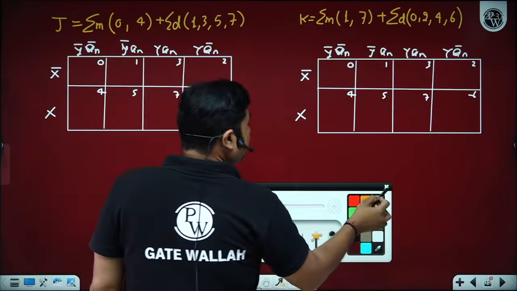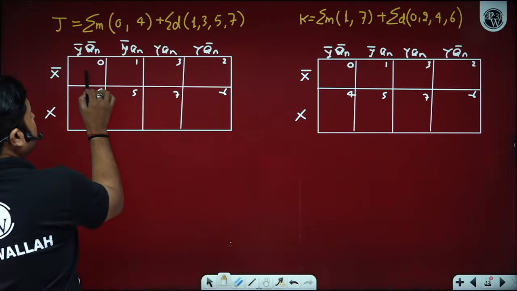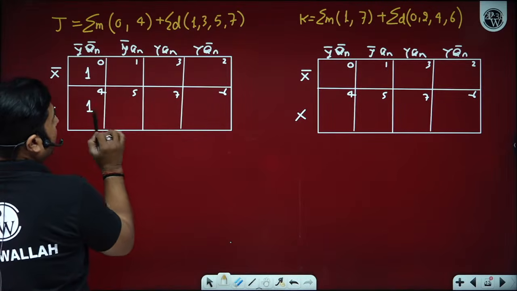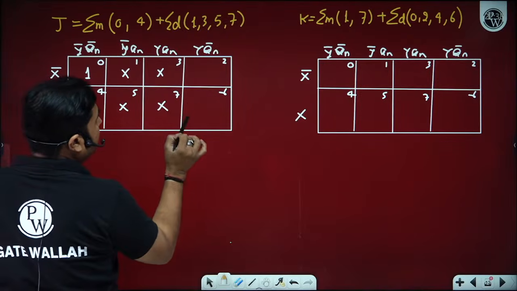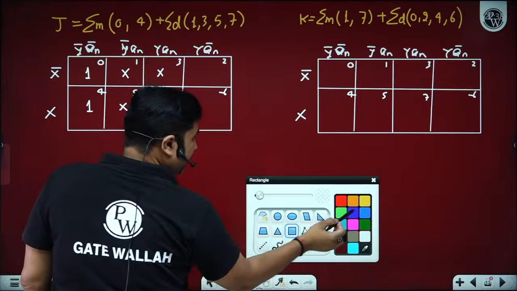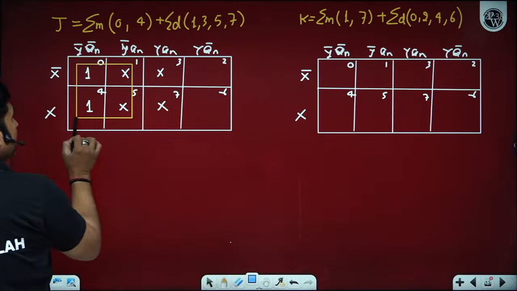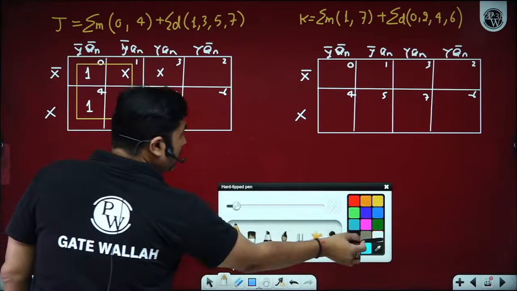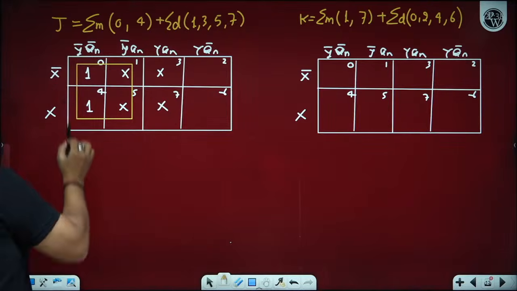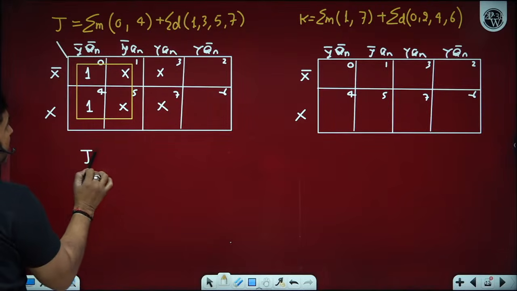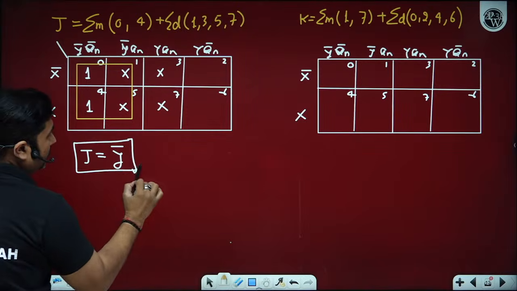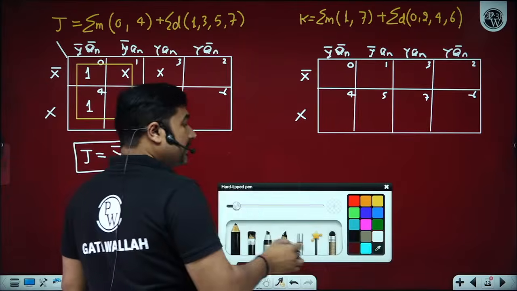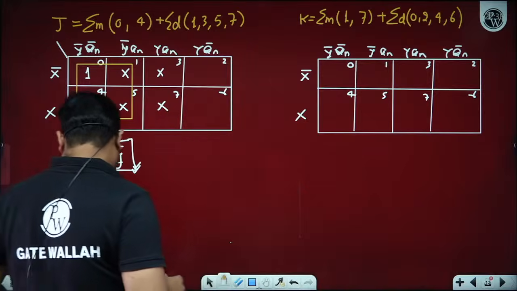Now please observe, beta ji. We are getting 0, 1, 4, 5, 3, 7 as a don't care for J. So here we have only one chord possible, and with this chord we are getting J equals to Y bar. J equals to Y bar. And what is K, beta ji? Please observe what is K.